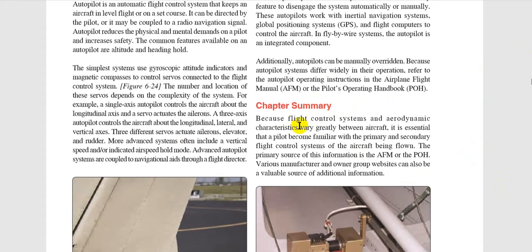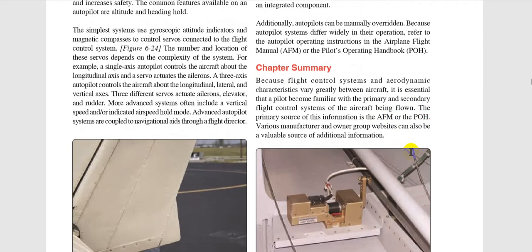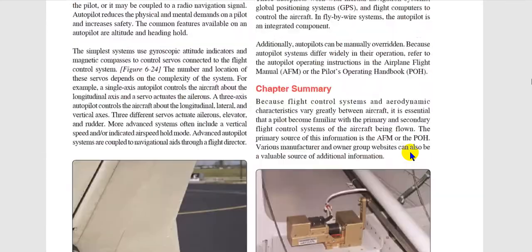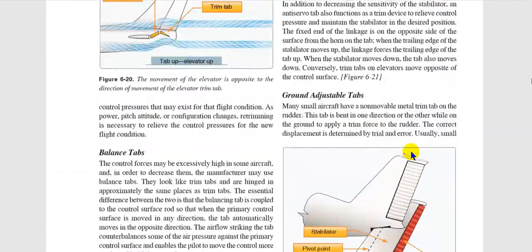I'm very sorry, folks. So, because flight control systems and aerodynamic characteristics vary greatly between aircraft, it is essential that the pilot become familiar with the primary and secondary flight control systems of the aircraft being flown. And the primary source of this information is the aircraft flight manual or pilot's operating handbook. That's what we refer to when we talk aircraft flying manual or POH. All right, so that's it for today, folks.